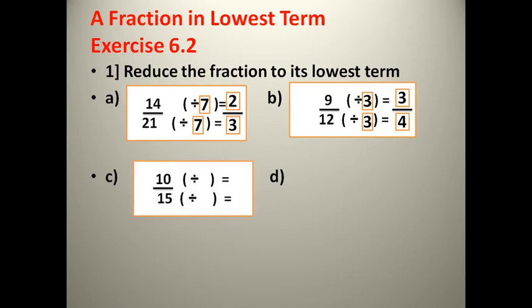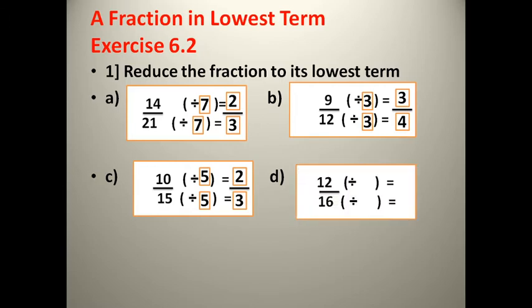Next here 10 and 15. Directly, what is the relation between 10 and 15? Yes, correct, we will divide by 5. So we will divide 10 by 5 and 15 by 5. If you divide 10 by 5, the answer will be 2. If you divide 15 by 5, the answer will be 3.